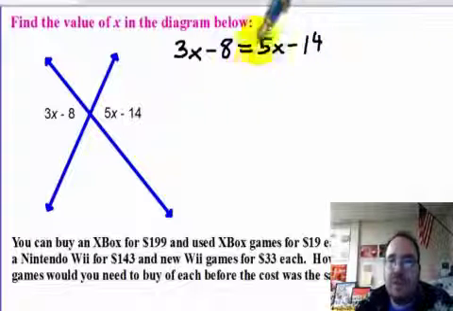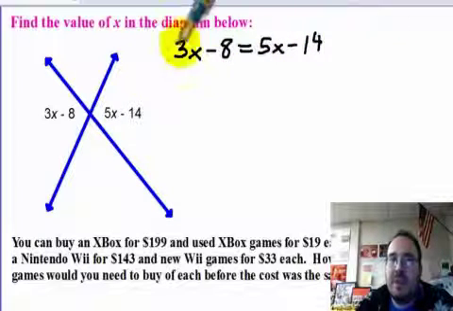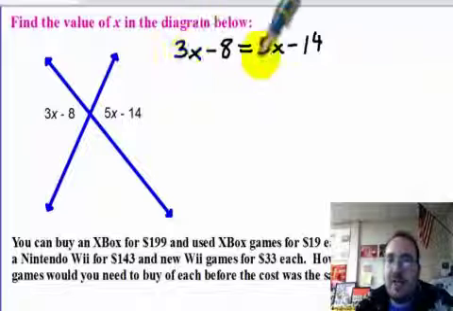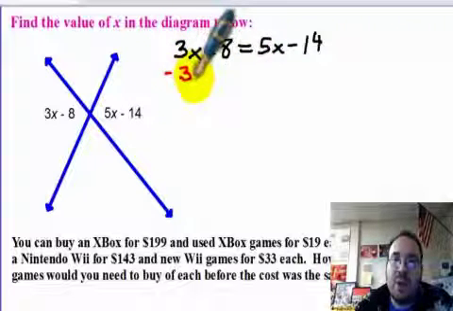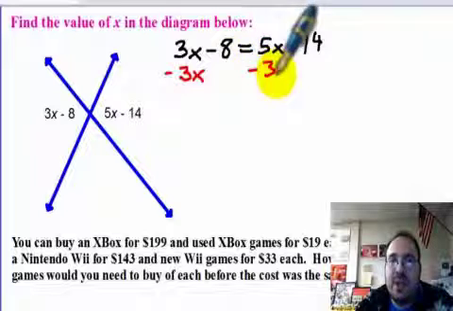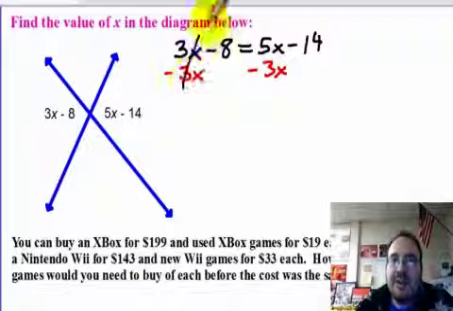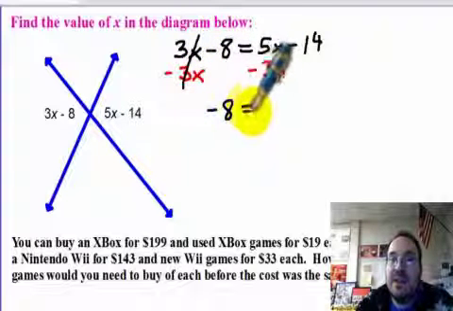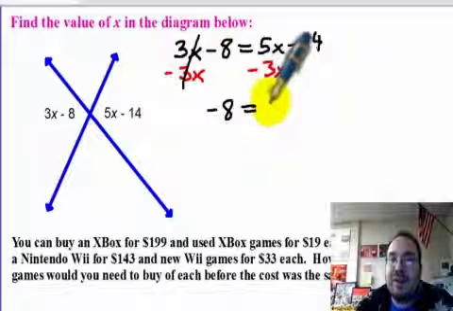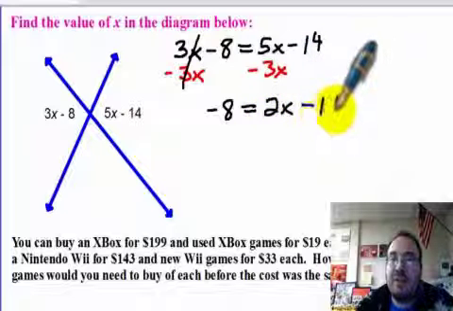So the first thing I need to do to solve this, I'm going to move the 3x over because it's smaller, so I usually will move the smaller term, avoid negatives. It doesn't matter though. So I subtract 3x from both sides, and the 3x's cancel there. I bring down a negative 8 equals 5 minus 3x is 2x minus 14.